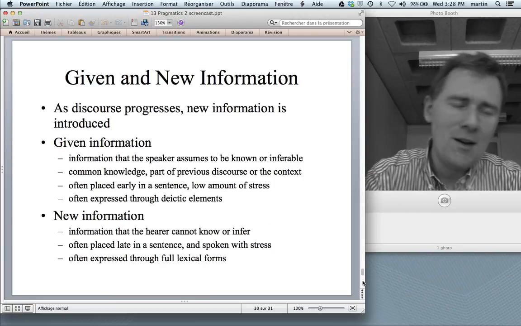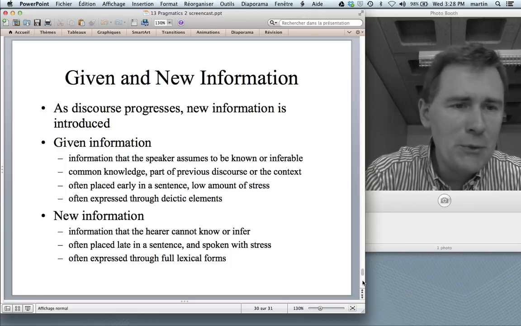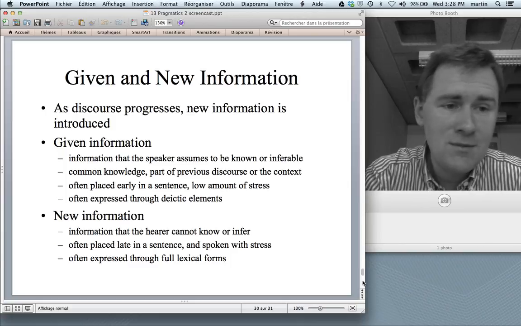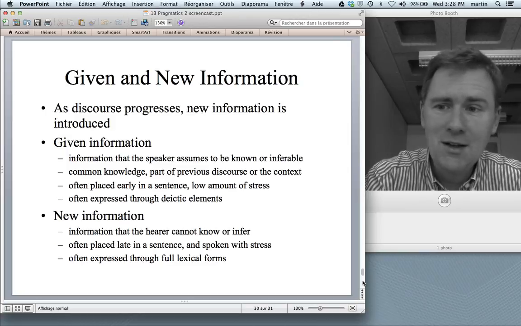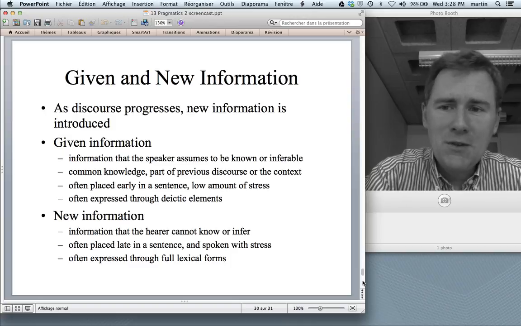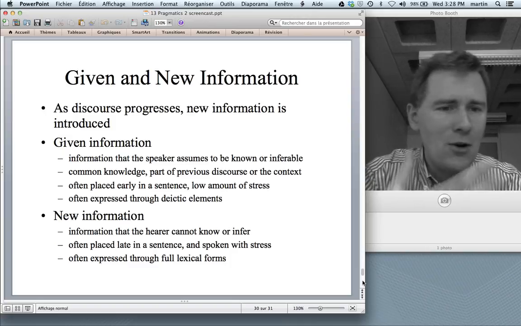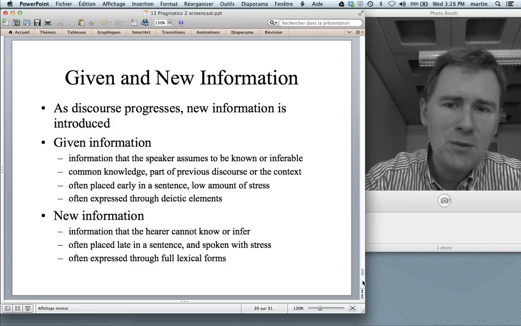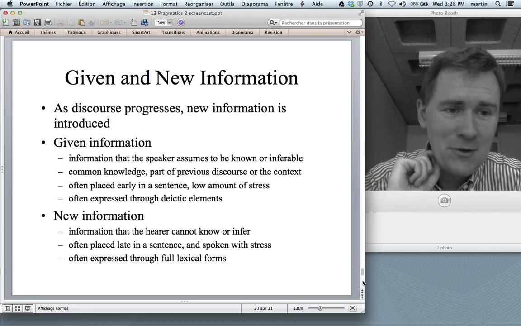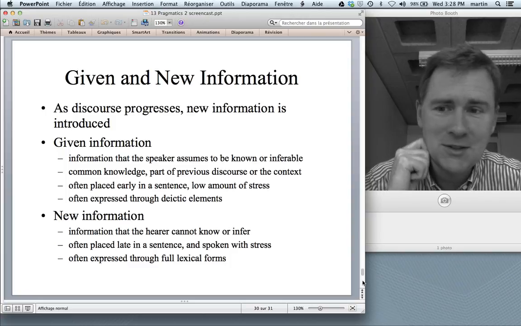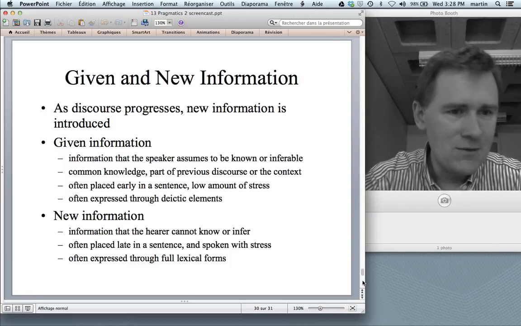And that brings me to the last idea for today, namely given and new information. Next time, the video will be all about given and new, nearly. So here's an introduction to that. As a conversation progresses, new information is introduced. We don't just talk about the old stuff, although that might very well be the impression. New ideas enter the conversation all the time.